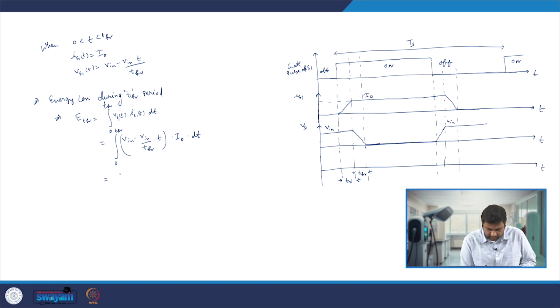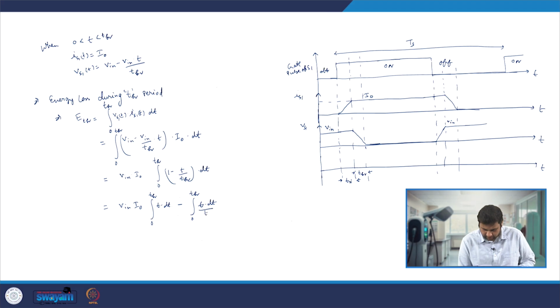Then we can take V_in I naught outside, and that will be the integral from 0 to TFV of (1 minus t by TFV) dt. This term we can write as V_in I naught times [the integral from 0 to TFV of dt minus the integral from 0 to TFV of t dt by TFV], with the whole thing in the bracket. Here the first term is nothing but 1.